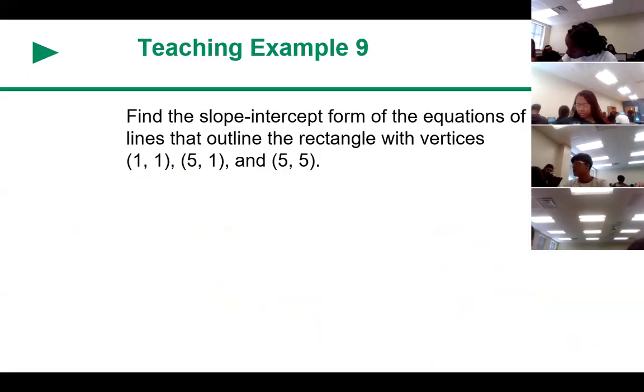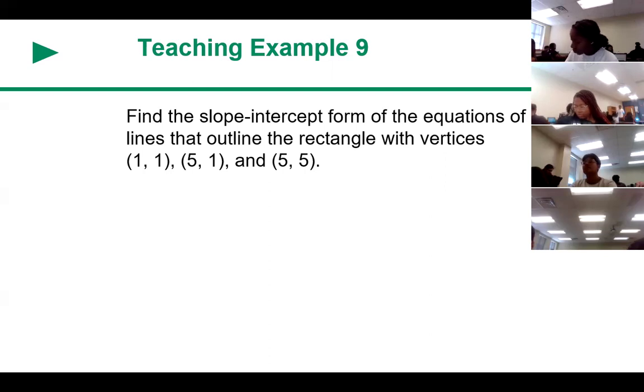All right. So here we have: find the slope intercept form of the equations of the lines that outline the rectangle with vertices 1, 1, 5, 1, and 5, 5. This is where I'm going to pause, because this is going to be you using a little bit of common sense and a little bit of math sense. My hint for you is to maybe draw a little sketchy sketch.